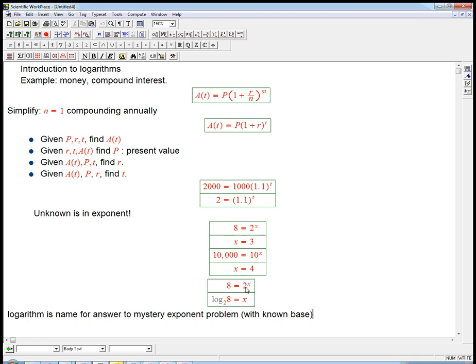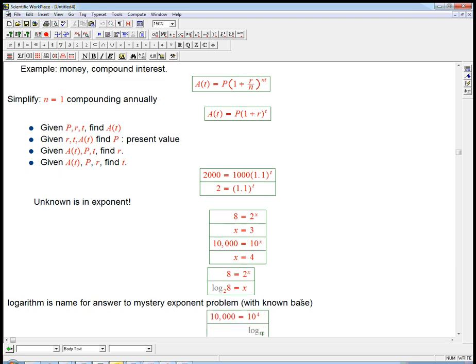Here, the base was not the mystery, it was 2, and the 2 base shows up in this subscript. So this is pronounced as the logarithm to the base 2 of 8, or log 2 of 8. So similarly, if I look at 10,000, that's known to be 10 to the 4th. Another way to say that is if I take the logarithm to the base 10 of 10,000, that says, is there some number I know that when you raise 10 to that power I get 10,000? Yes, the answer is 4.